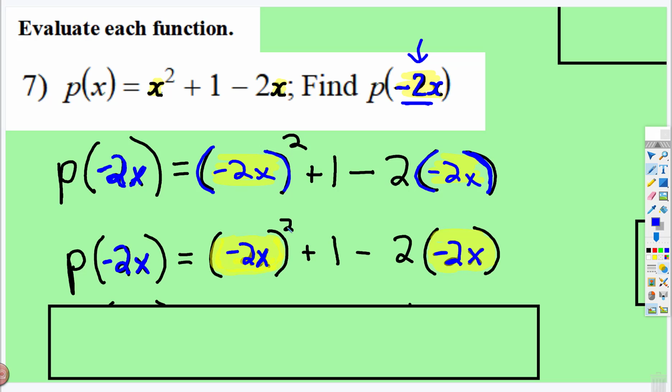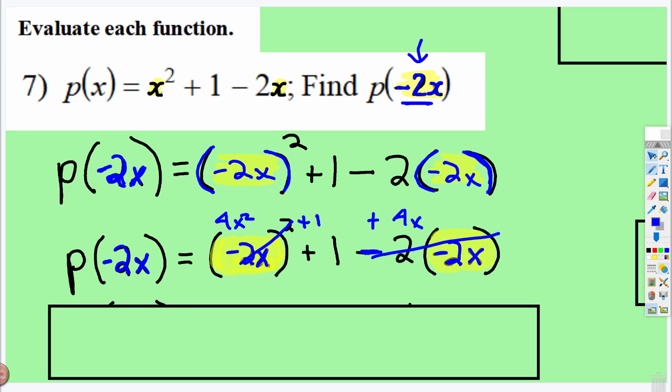Well, negative 2 squared is positive 4, and x squared is x squared. So all of this simplifies to 4x squared. And then there's still our plus 1. And then 2 times negative 2x. Sorry, I just had a sneeze. I should point out negative 2 times negative 2x becomes positive 4x.